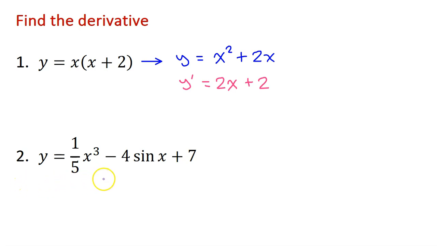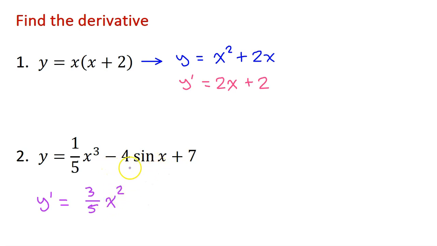We do not need to rewrite number 2. We can just take the derivative term by term. So y prime equals. Using the general power rule, we move the 3 to the front, multiply by the 1/5, so that's 3/5. Then we reduce this exponent by 1, so that's 3/5 x squared.